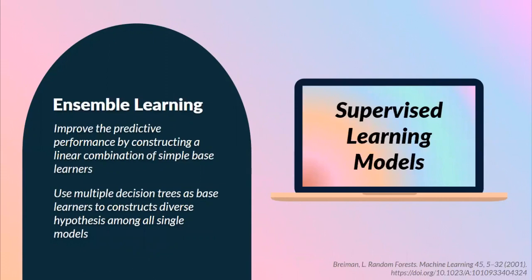Next is ensemble learning, which aims to improve the predictive performance by constructing a linear combination of simple base learners. The simple base learners commonly used in ensemble learning are decision trees, which construct a diverse hypothesis among all single models. For example, a few decision trees have been constructed, and then based on all the decision trees, there are a few different hypotheses for us to predict the output.